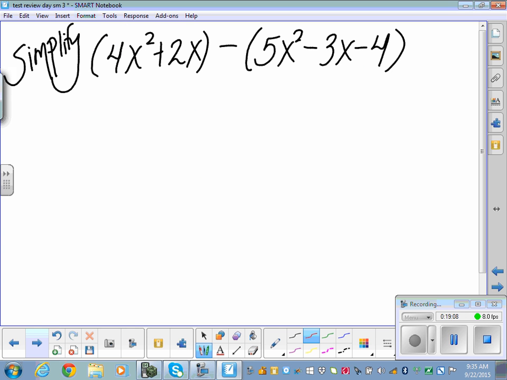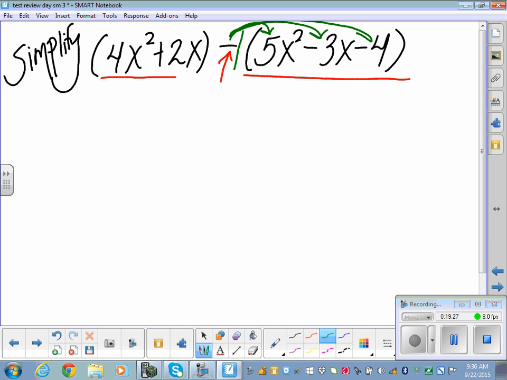Now, when simplifying this, just be careful because you're going to see this on the test. We have this polynomial, and this time we're subtracting this polynomial. So we've got to go through, and a lot of you like to think of it like this: there's a -1 in front, so I'm going to distribute -1 through, and then the signs are taken care of. So we'll have -5x squared, -1 times -3x will be positive 3x, and then -1 times -4 will be positive 4.